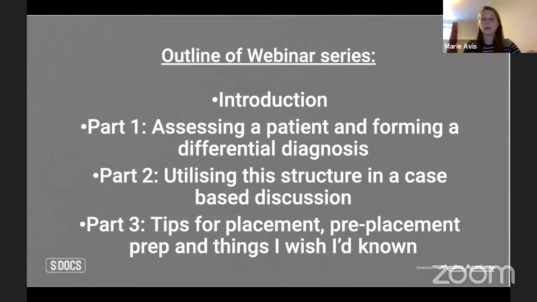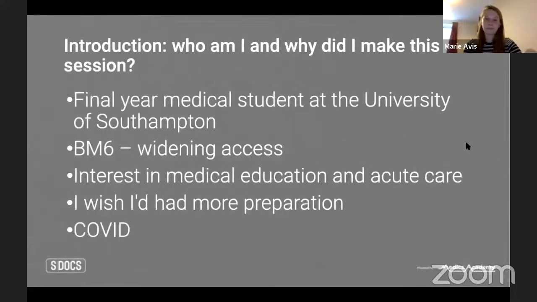And then in part two, we're going to utilize the structure I give you in a case-based discussion or an OSCE-based format to really get you to grips with it so you feel comfortable using it. And then part three is going to be a bit more general, some tips I have for you for placement, some preparation before each placement that you can do, and a couple of things I really wish I'd known before starting placement.